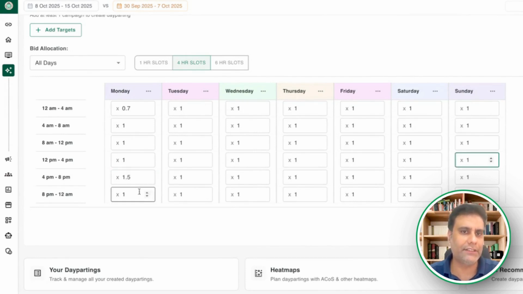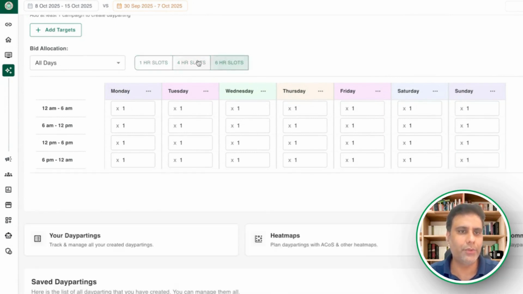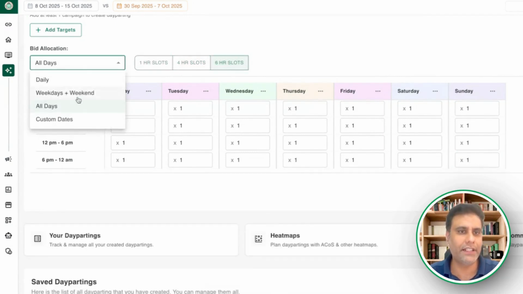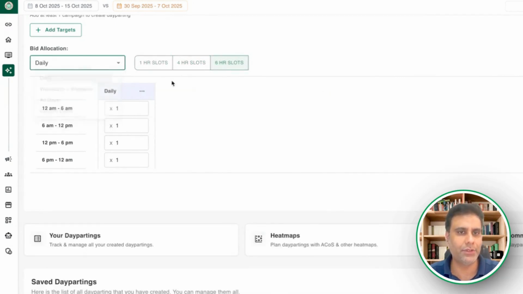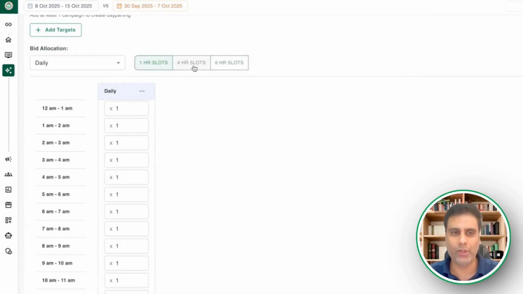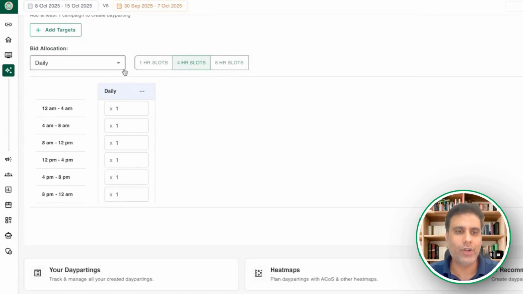You can do it at a 4-hour level, at a 1-hour level, or even at 6 hours level. You can do it for weekday, weekend separately, or apply same strategy throughout all days of the week. Now, what this does is it consciously shifts your ad spend from less productive hours to a little bit more productive hours of the day, and it can have two levels of impact.